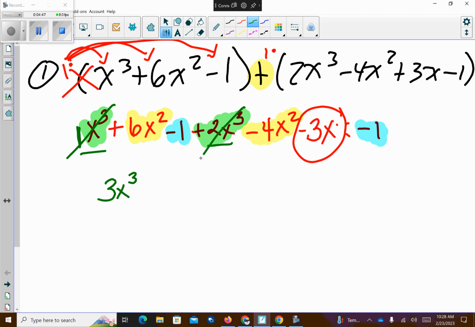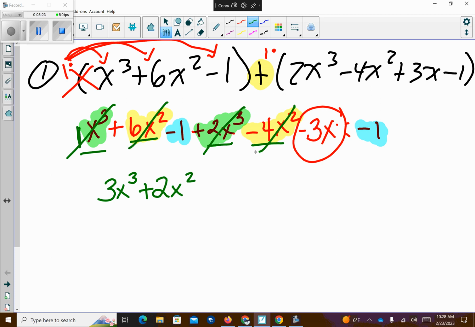All right? My next degree, if we're going from the cube degree and we're going down, what is my next degree that I'm going to write, if we're going from highest degree to lowest? x squared. Okay, so my x squared. What's 6 minus 4? 2. Yeah. That's all good. And you bring that x squared.